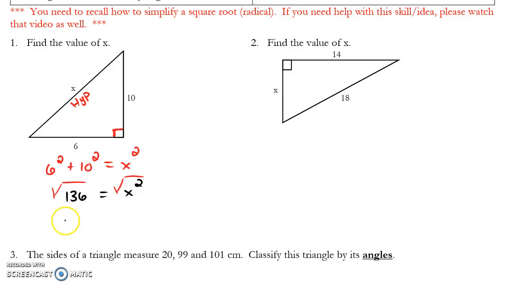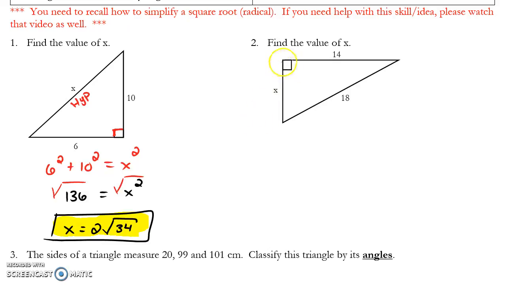Those are our factor trees. You're pulling out pairs. If you don't know how to do that, please watch the videos and or come in to see me. But what we get when we simplify this square root is 2 square root of 34. That's the side length of my hypotenuse in this problem. That's how I would expect us to answer that question, not with a decimal.